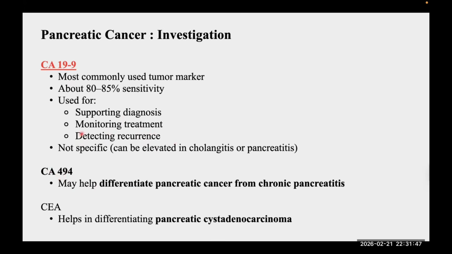Now, there's another tumor marker, CA494. It can help you differentiate pancreatic cancer from chronic pancreatitis. Carcinoembryonic antigen helps in differentiating pancreatic cystadenocarcinoma. Basically, within the pancreatic cystadenocarcinoma, if you aspirate the fluid, the CEA levels can be elevated, but they can also be elevated in pancreatic cancer. This is just to differentiate between a serous cyst and pancreatic cystadenocarcinoma. In a serous cyst, CEA will not be high, but it will be elevated in cystadenocarcinoma. But this can be elevated in lots of gastrointestinal cancers. So the most important one really is CA19-9.